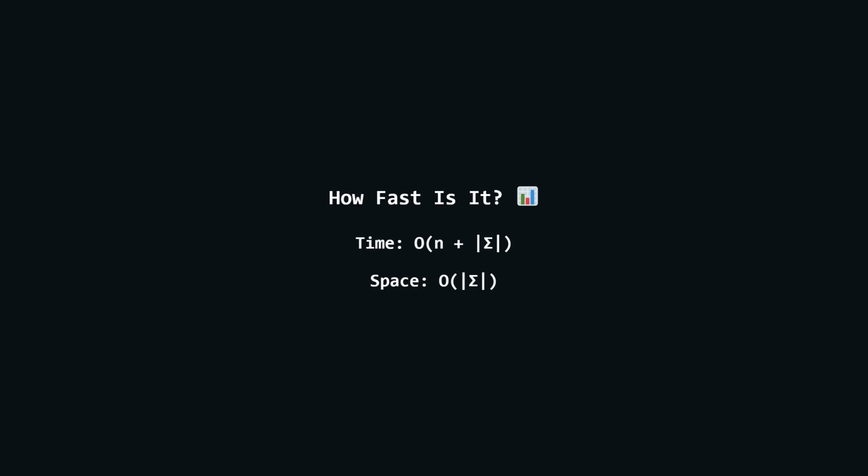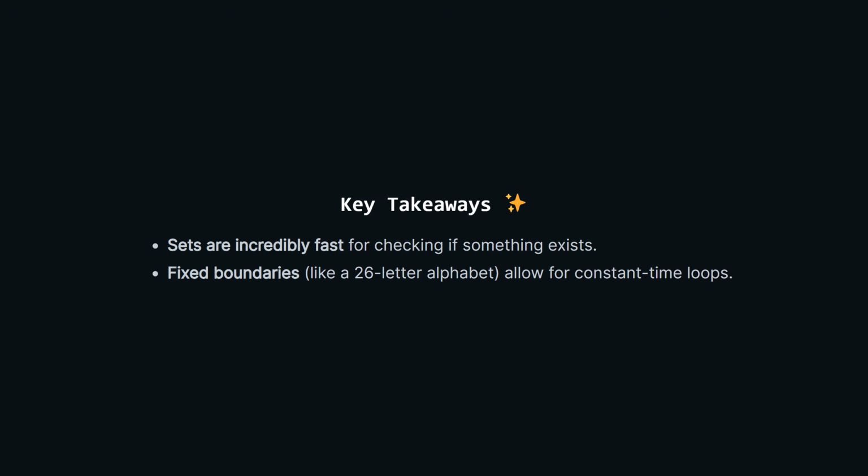Let's talk efficiency. The time complexity is O(n + the size of the alphabet), where n is the length of our string. Creating the set takes O(n) time, and scanning the 26 letters takes constant time. The space complexity is O(the alphabet size), which is just 26, so it's practically O(1) constant space. The main lessons to take away from this problem are that sets are your best friend when you need to repeatedly check if an item exists, and that looping over a fixed-size alphabet is often faster than looping over a potentially massive input string.